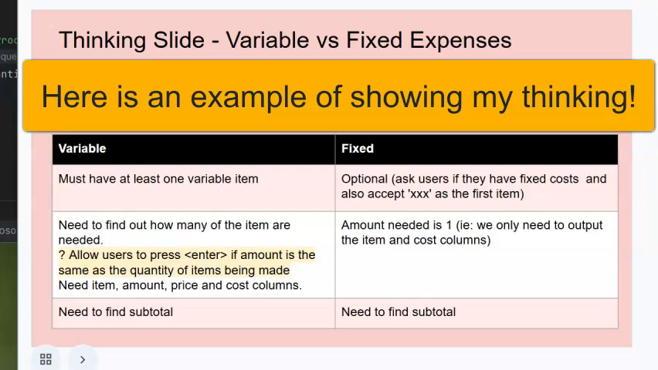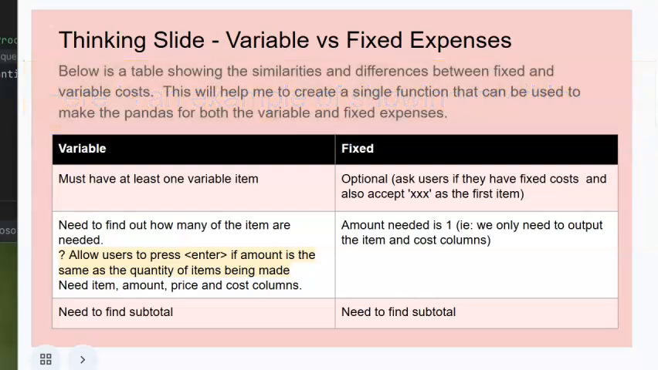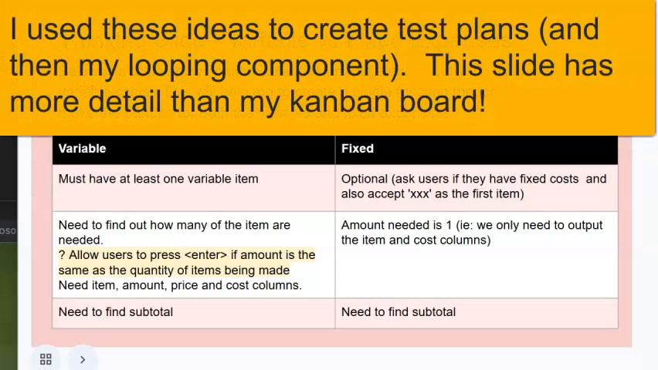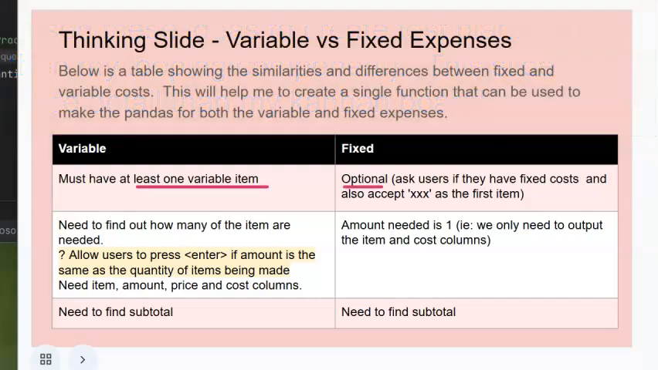The next step is to get the costs from the users. So I had a little bit of a think and compared what our variable expenses and fixed expenses might look like. For variable expenses, we have to have at least one item, but fixed expenses are optional, so we'd accept XXX as the first item. We also need to find out how many of the item are needed for variable expenses, but for fixed expenses, our amount would be 1.